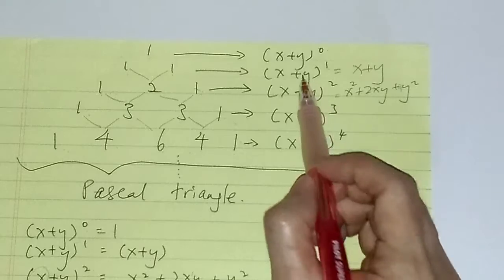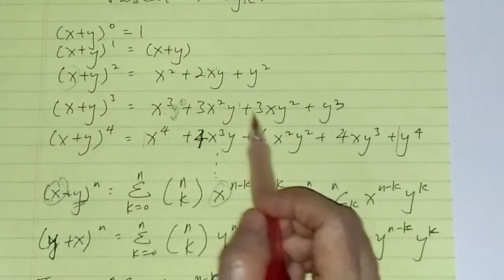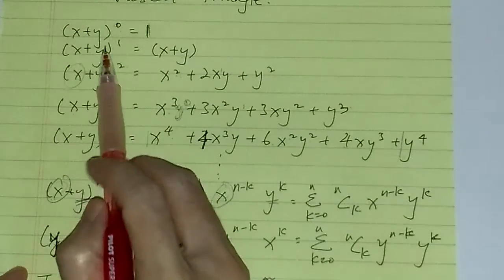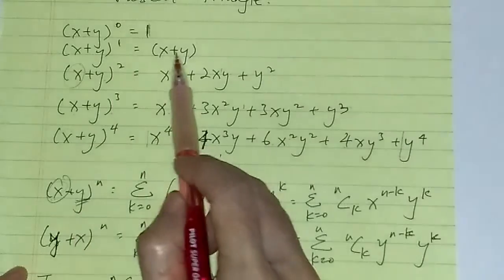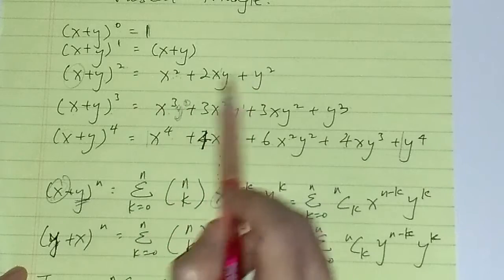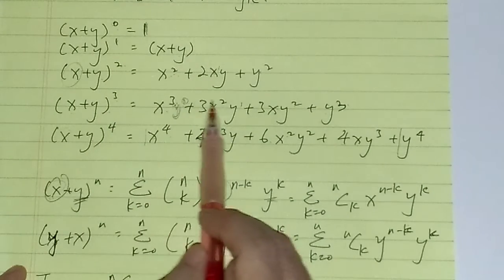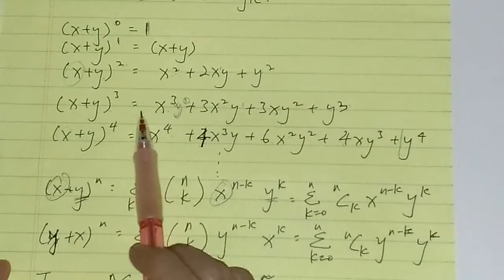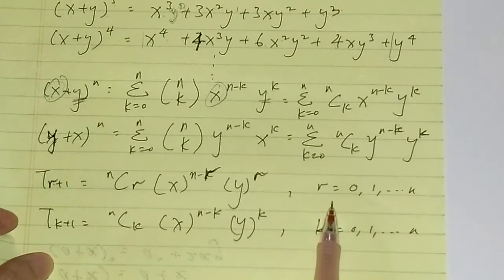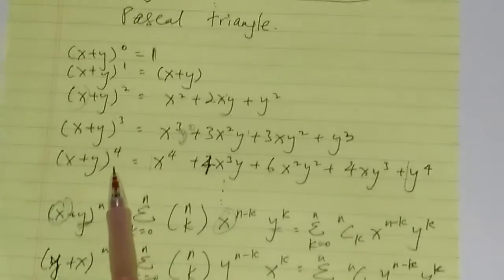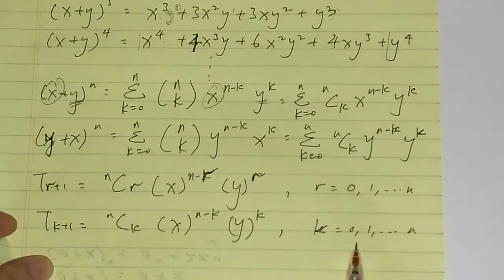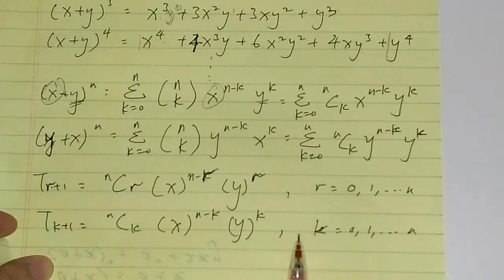Look at this one, it's easier. If n is 0, you have only 1 term. If n is 1, you have 2 terms. If n is 2, you have 3 terms. If n is 3, you have 4 terms. So that's why it's always the r plus 1 term. r starts from 0 all the way to n, where n is the power. Or if you use k, it will be k from 0 all the way to n.